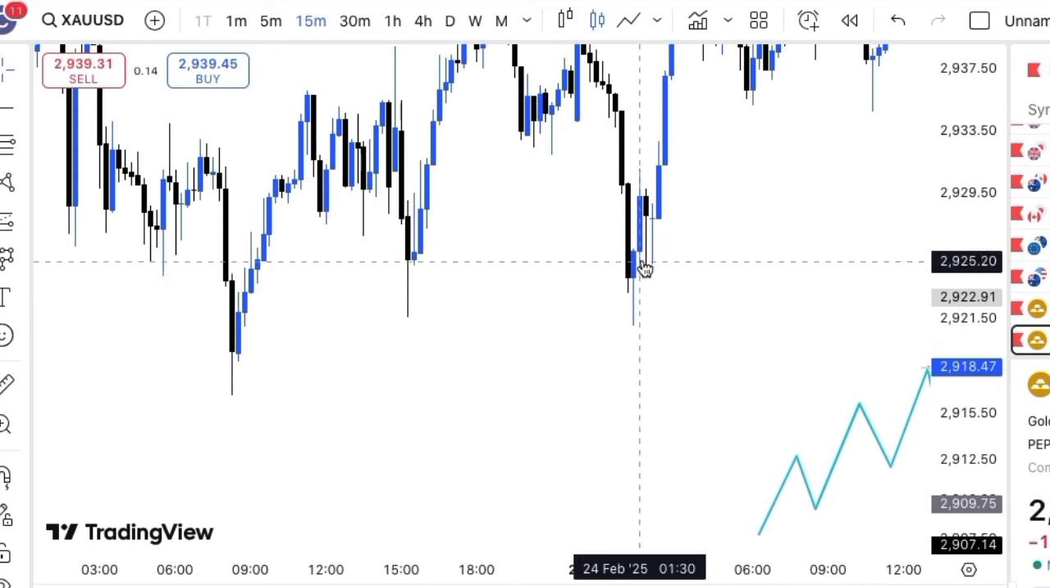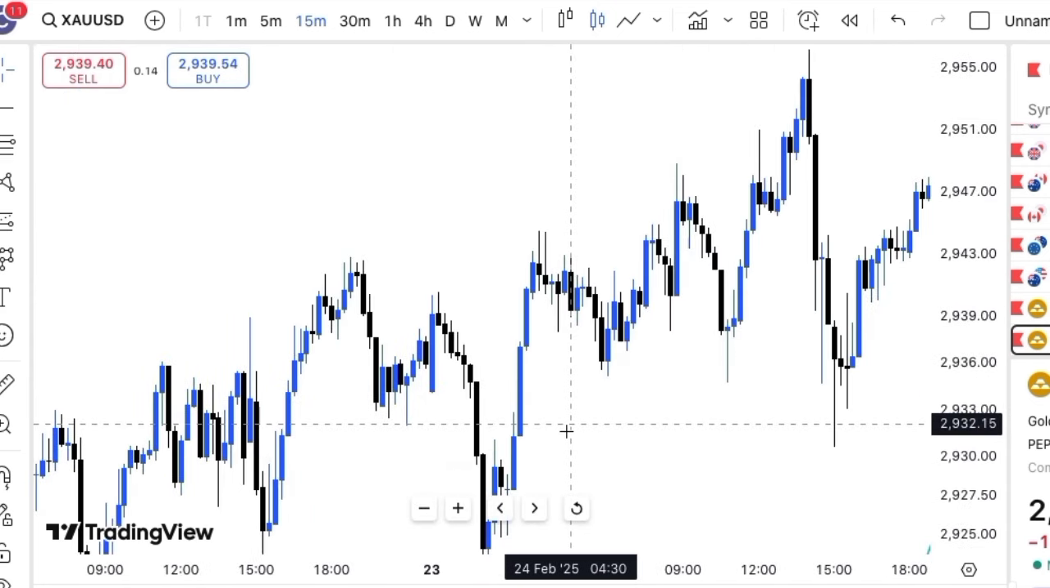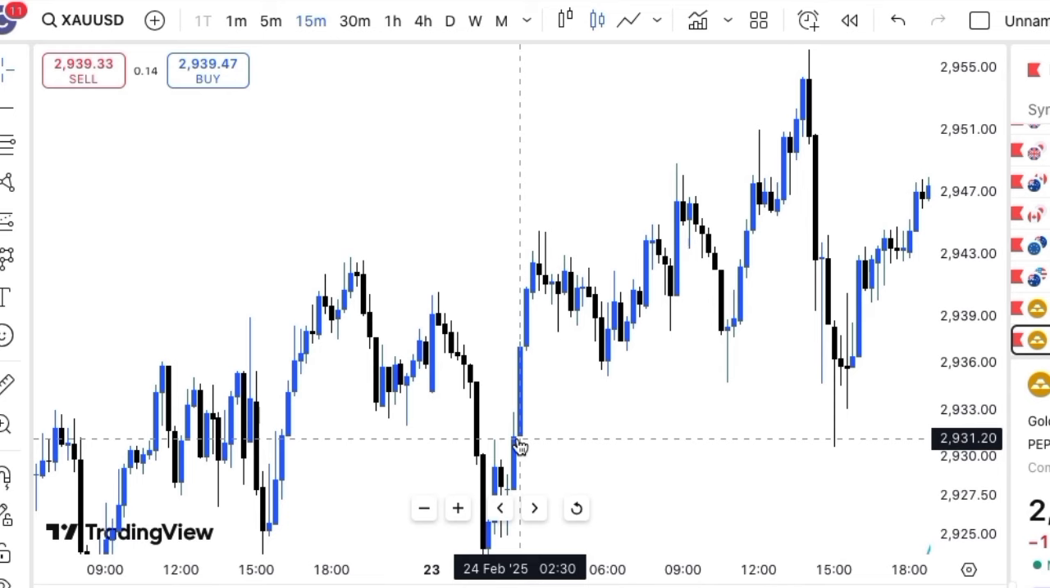So you enter here, you see that it created another high here. What are you going to do? As soon as it breaks this high, it is a confirmation it is going to go. So this is where you want to enter another position. If you want to enter more than one position, this is where you want to enter another position. Then you start going.